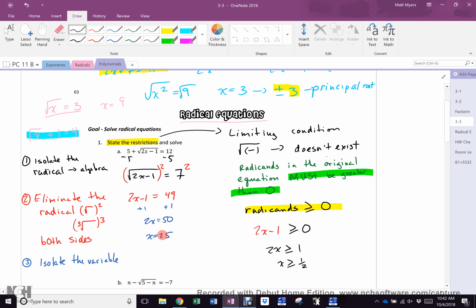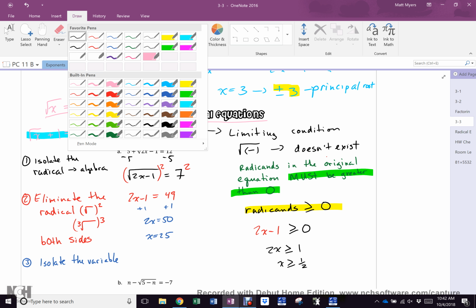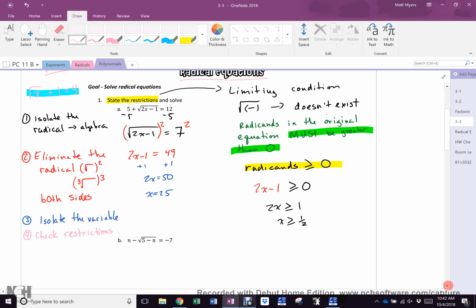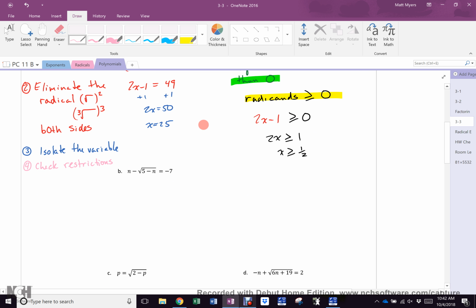Is 25 greater than or equal to 1/2? It is, isn't it? So we might be okay. That is the 4th step. Step 4, check restrictions. And we're okay, because 25 is greater than or equal to 1/2. Right? So we've checked our restrictions.